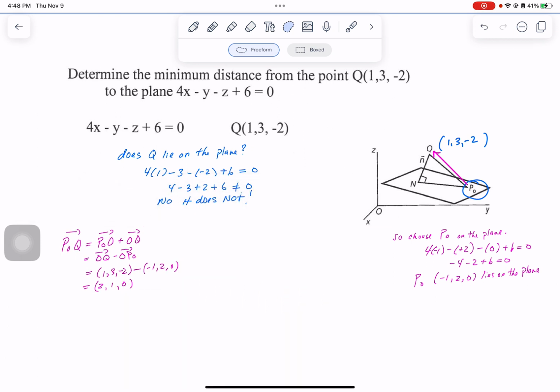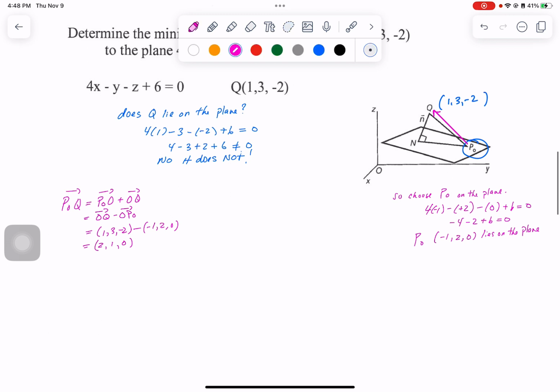So actually, let's go back. What am I doing? What I'm doing is looking at the normal to the plane. My normal to my plane is going to be a perpendicular, and that is going to be the shortest distance to that point. The perpendicular. Take your hand, hold it above your desk, and start dropping lines down to your desk.